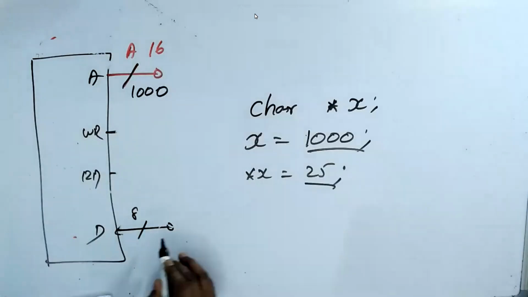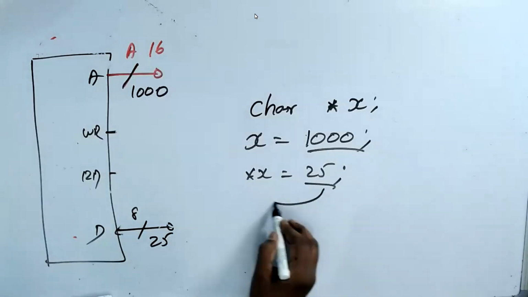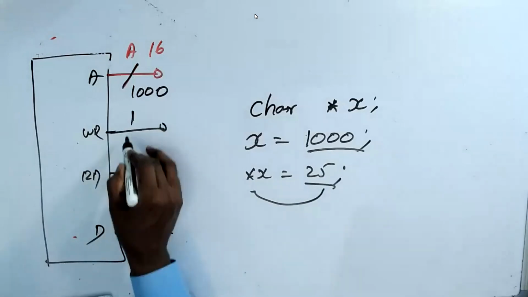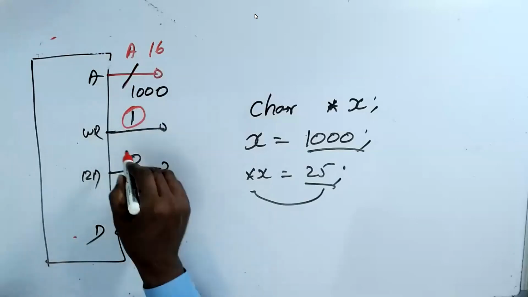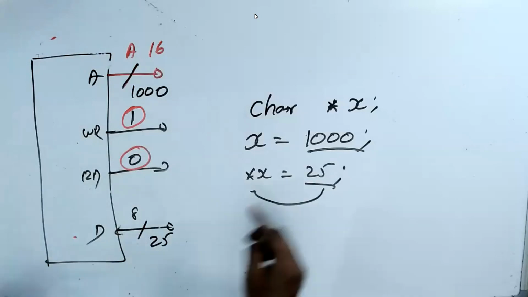You are giving the data 25. Since you are writing, write will be 1, read becomes 0. Understand? Now write is 1. Read is 0 because you are writing.